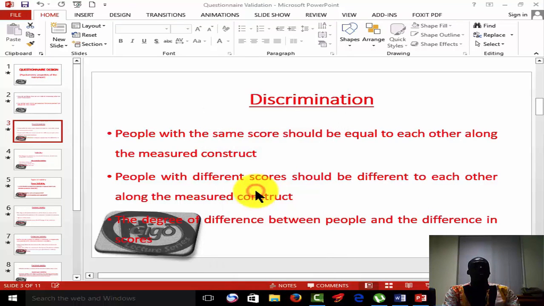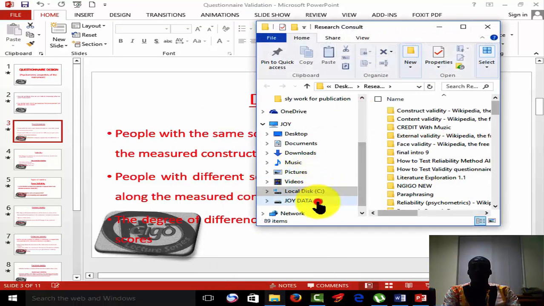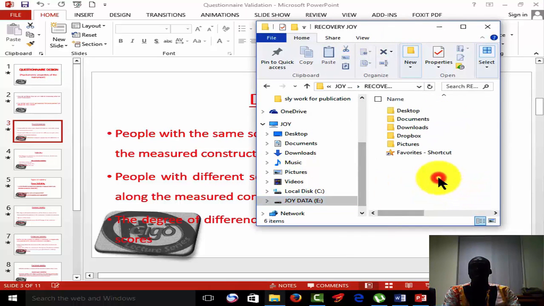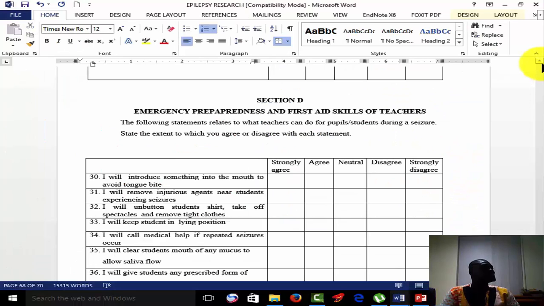So we will quickly move to the psychometric instrument that we were using when it came to teachers' epilepsy. Let's use this one. Okay, let's use this one. So on this section, we are supposed to assess emergency preparedness and first aid skills of teachers towards epileptic patients.